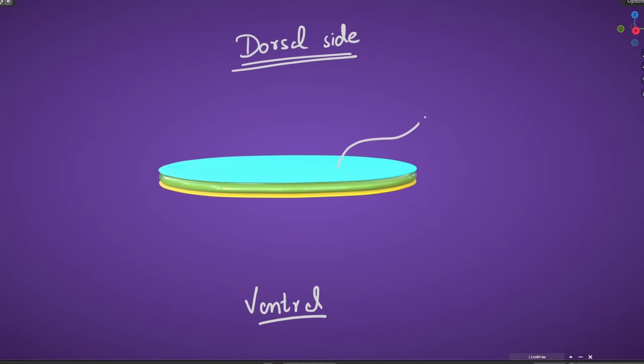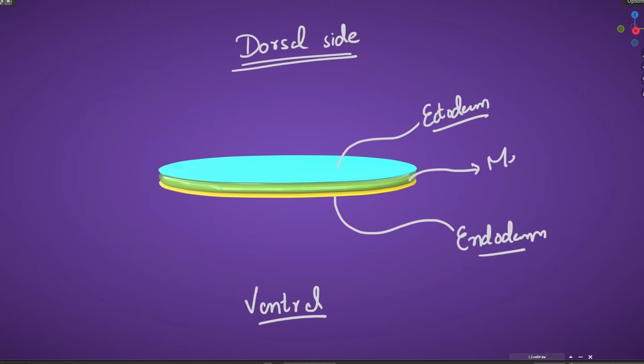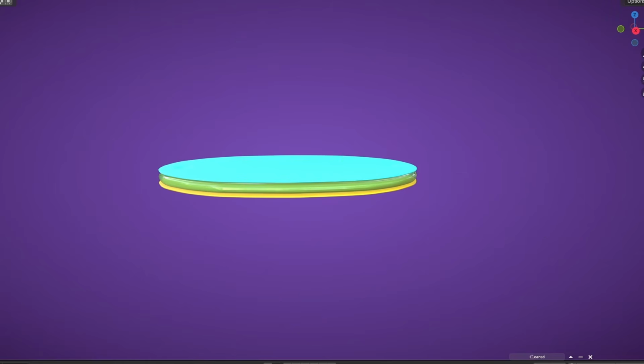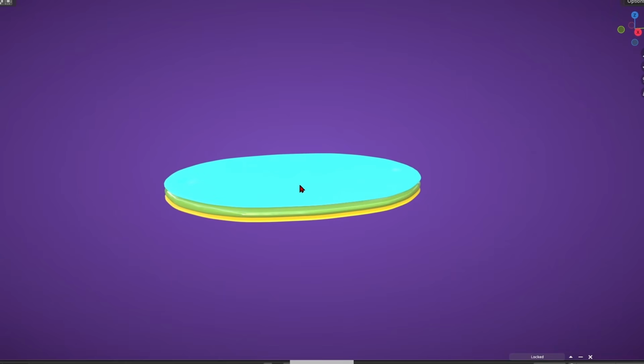So this is the dorsal side, and here is the ectoderm, and towards the ventral side, this yellowish one is the endoderm. And of course, in between the ectoderm and endoderm, this greenish one is the mesoderm. But of course, the mesoderm is not such a homogeneous structure as being shown in this 3D model. But for the sake of simplicity in this animation, I will show you the mesoderm. I will show you the embryonic folding with this simplified model first.